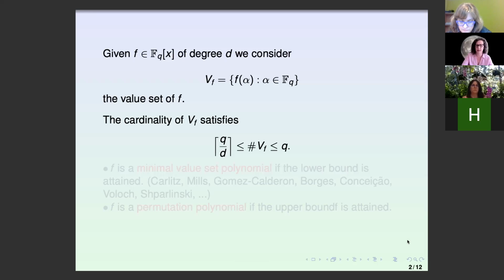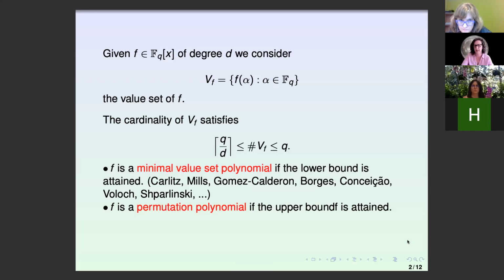We say that the polynomial f is a minimal value set polynomial if the lower bound is attained. These minimal value set polynomials have been studied by Carlitz, Mills, and Gomes-Calderon in the 60s and 70s. So you have many results there. There is a nice result from Carlitz or Mills that relates the condition of a polynomial being a minimal value set and the derivative of the polynomial. It gives you a condition.